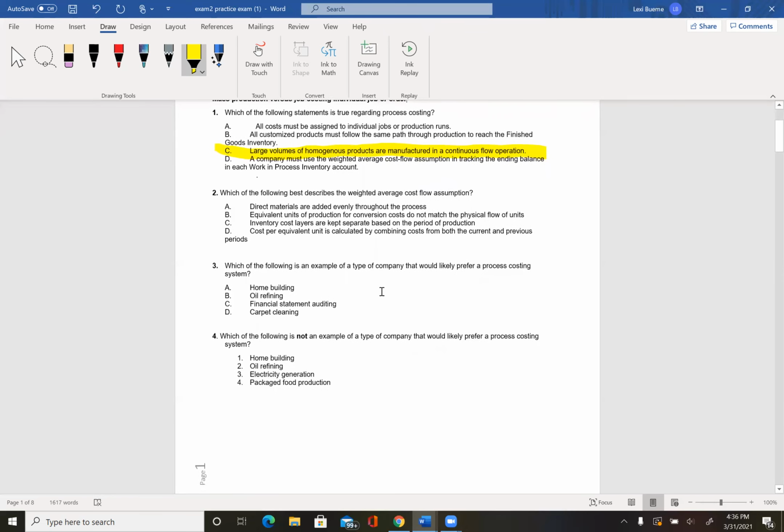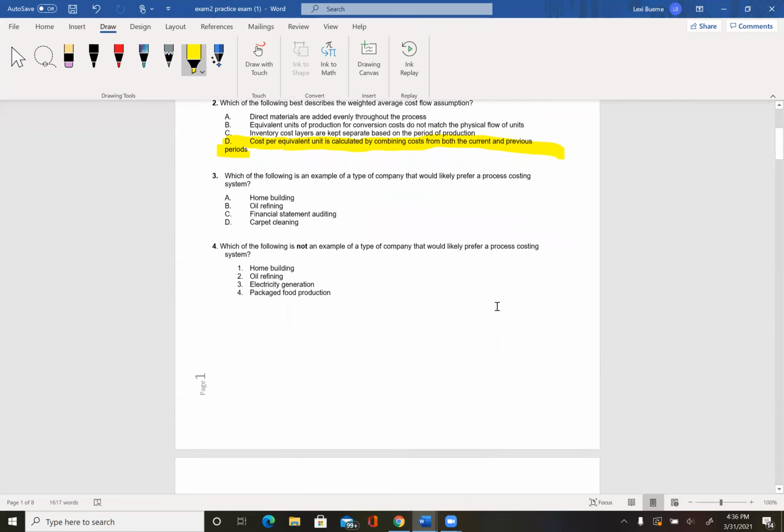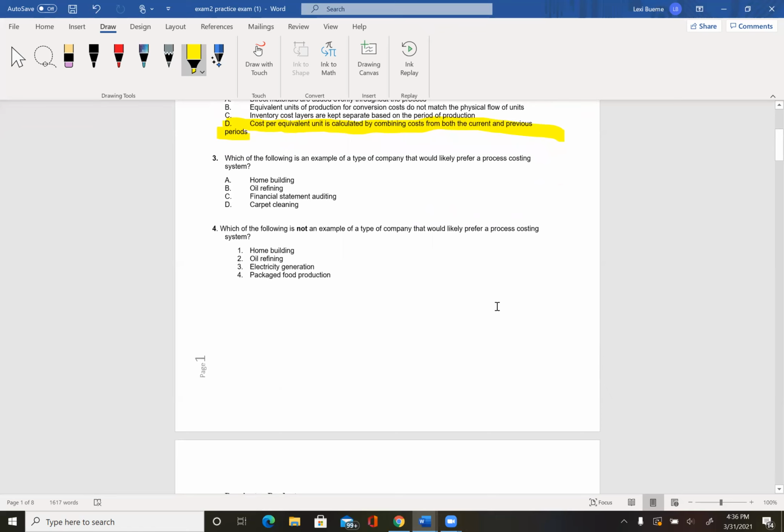For 2, which of the following best describes the weighted average cost flow assumption? The answer to this is just going to be D. So that's just the formula for weighted average cost per equivalent unit calculated by combining the costs from both the current and previous periods.